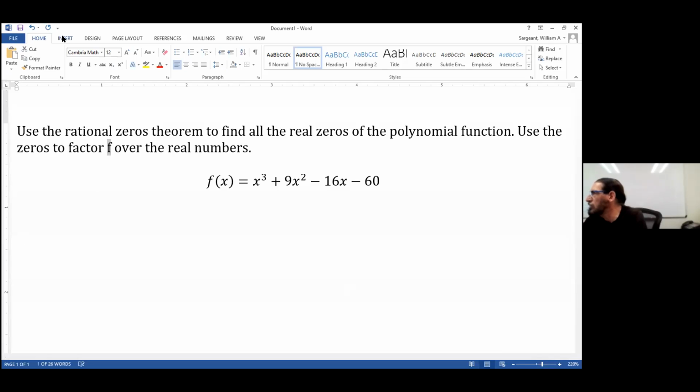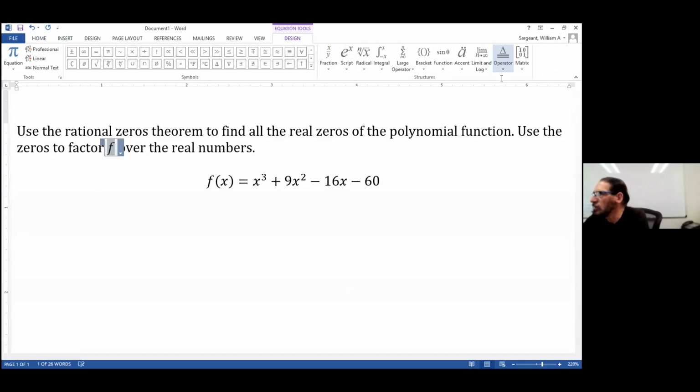Now, remember that the rational zeros theorem tells us that our factors of the constant term over the factors of the leading coefficient, in this case 1, those are the possible rational zeros. If there are any real zeros here, at most we're going to have 3. And since rational numbers are real numbers, at most we will have 3. So I need to look at the factors of 60 over the factors of 1.